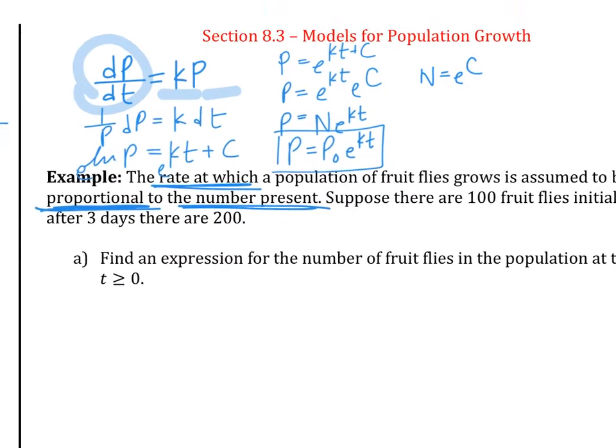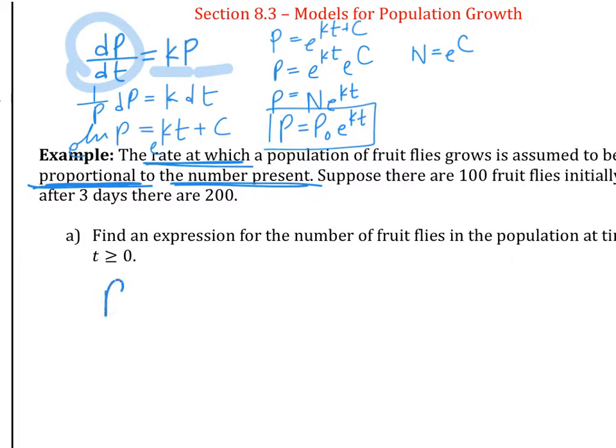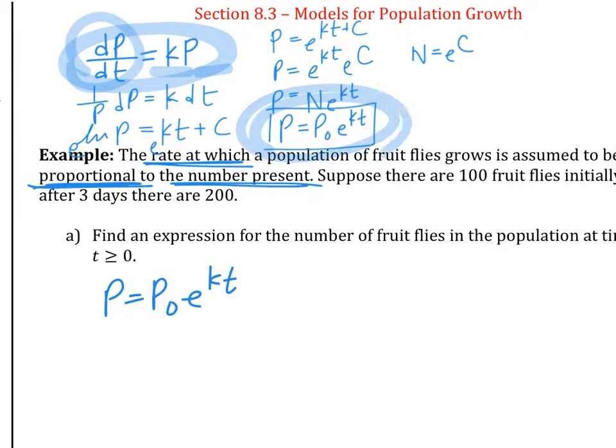So that means you're going to use P equals P naught e to the kt, because if you just solved this original equation, you would have gotten here anyway. You might as well just use that result to help you solve this problem faster. Then they said, suppose there were 100 fruit flies initially, and after 3 days there are 200. You want to find an expression for time t. So that means at time 0 there were 100, and at time 3 there were 200.